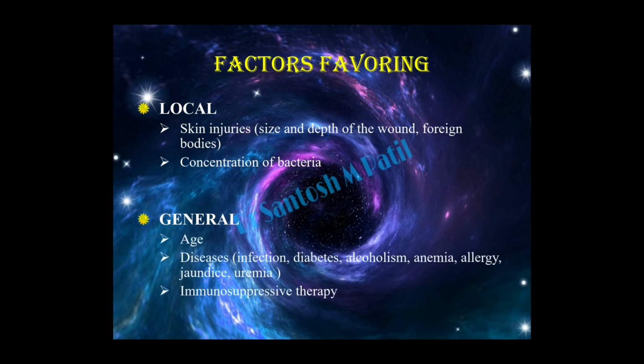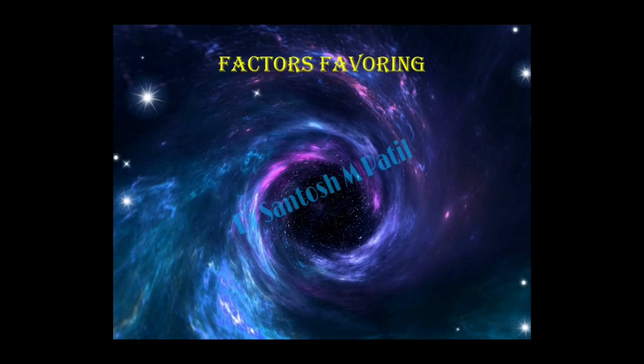So the other general factors are age. Extremes of age usually have a high chance of wound infection, and also if the patient already has an underlying comorbid condition, it can be in the form of immunosuppressive therapy, or the patient is diabetic, with uncontrolled diabetes, or has anemia. Alcoholism, allergy, jaundice and uremia are certain conditions which will usually cause surgical site infection.